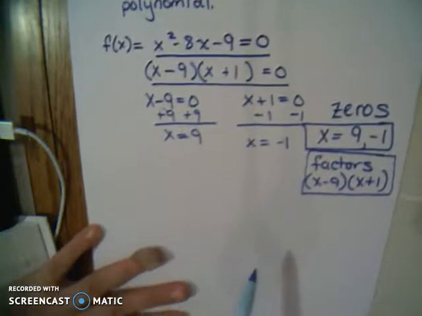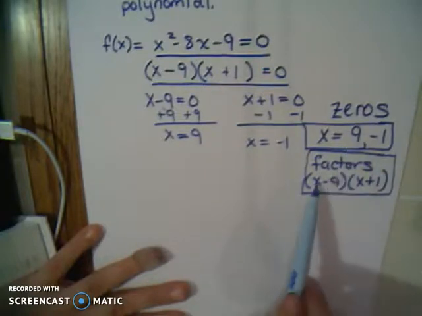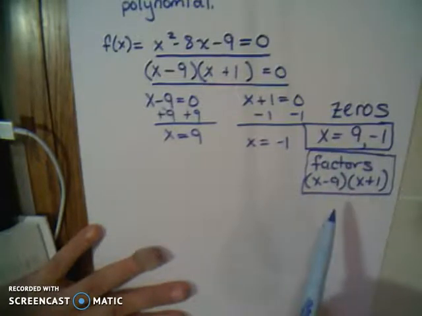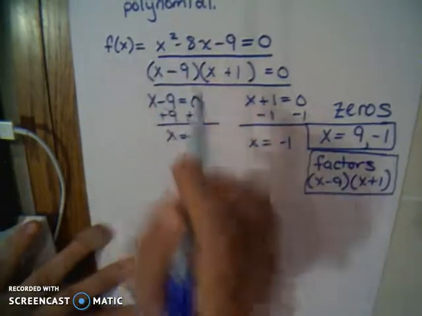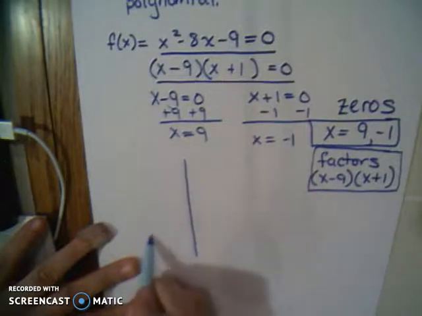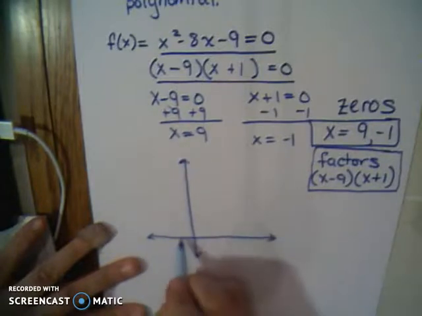So I was talking about the link between the factors and the zeros. And they're just opposite signs. So if I see x minus 9 in the factor, it's x equals +9 in the 0. We can also figure this question out by looking at this graph. X squared minus 8x minus 9 equals 0. And I'll show you roughly what this graph looks like.